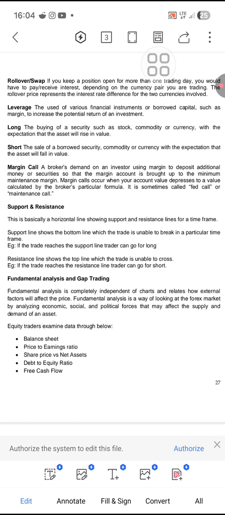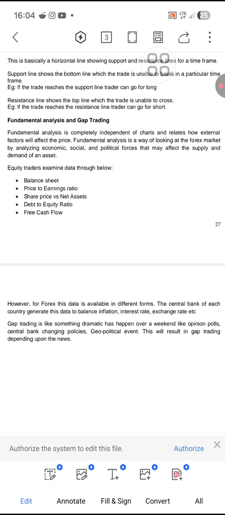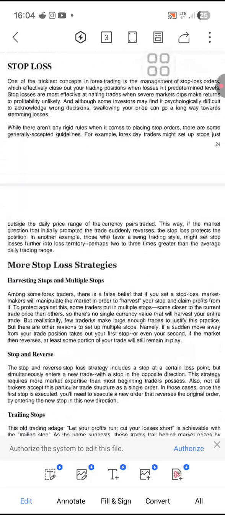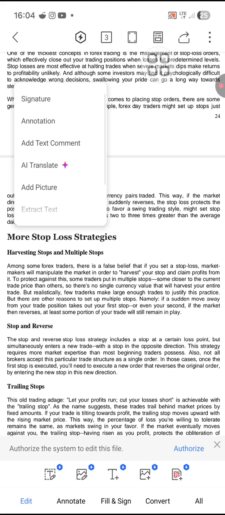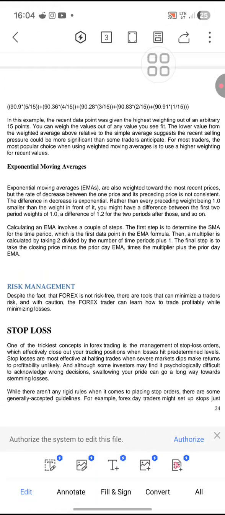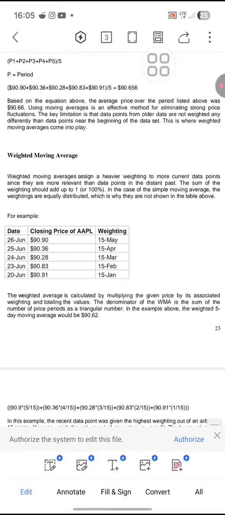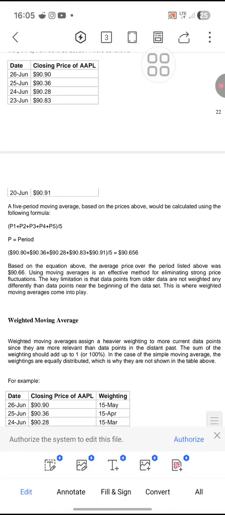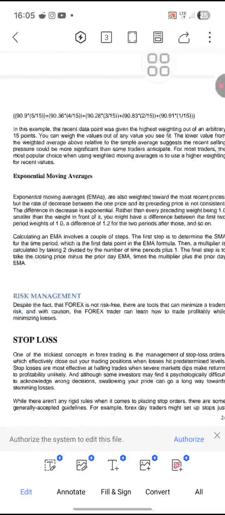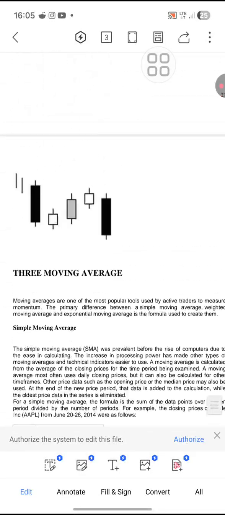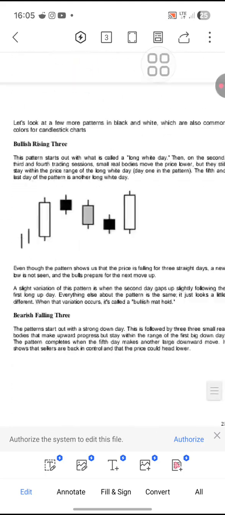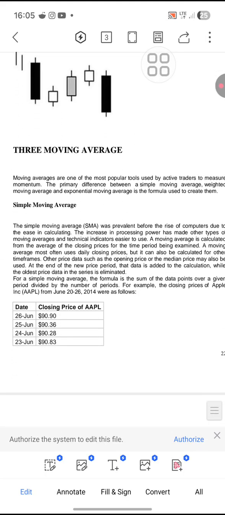Support and resistance, I'll explain all those. Another thing I need to explain to you is stop loss. These are just some important things you need to know about. The moving average is also important. We have three moving averages, starting with the simple moving average.